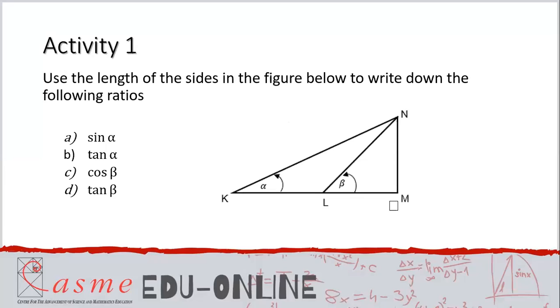Here's the first activity. Now here we are given a figure. And in the figure, how many triangles can you see? Now we've got triangle KNL. If you look at triangle KNL, is it a right angle triangle? No, it is not. But if you look at triangle KNM, KNM is a right angled triangle.